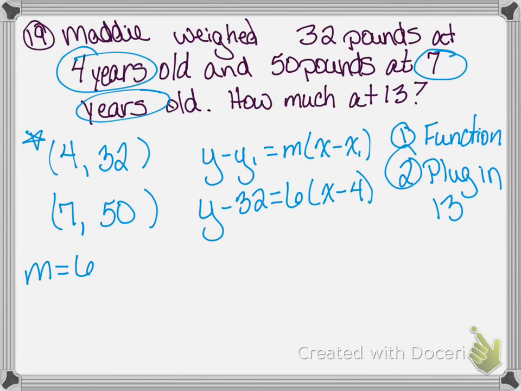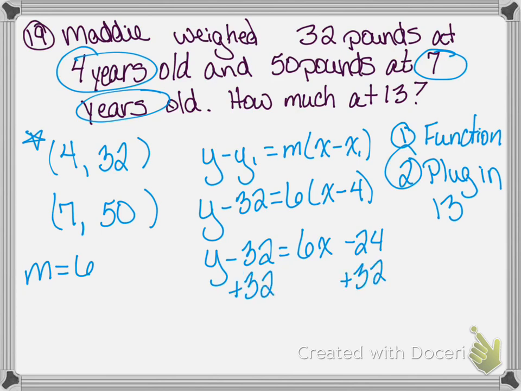Okay, I'm going to distribute my slope. So I have 6x minus 24. Then I solve for y by adding 32 to both sides. So I have y equals 6x plus 8.